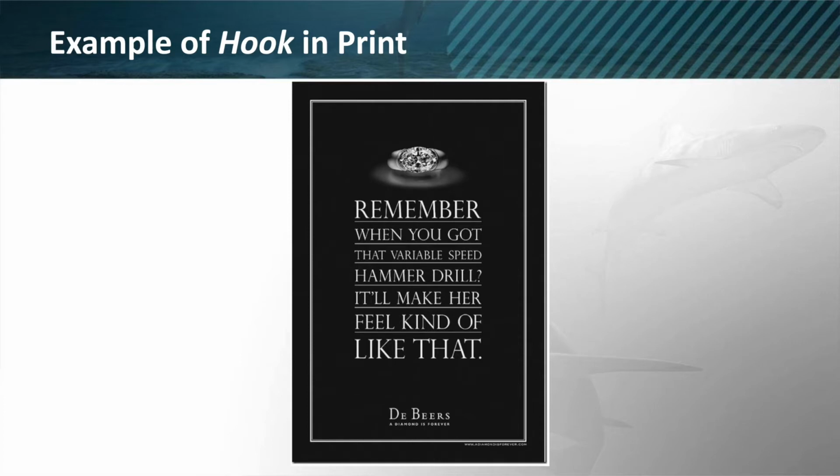We have 2 major types of ads. The first is a print ad, and this is something that you might see in an advertisement on the side of a website, or if you have a magazine or something like that that's static. Here we have a print ad that is for De Beers, which is a jeweler. You see the diamond at the top, and then we have the black and white text, so it's very striking.